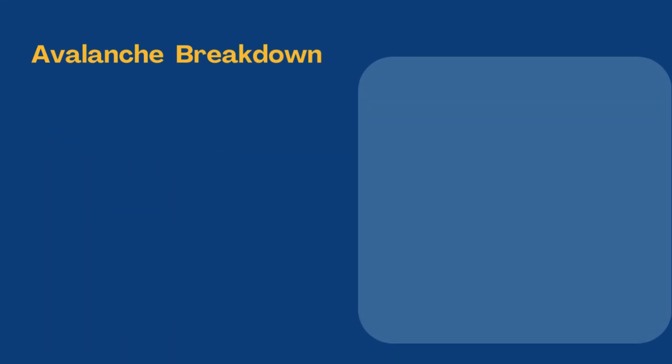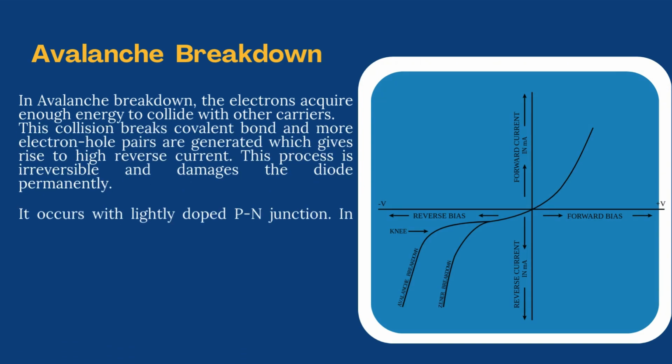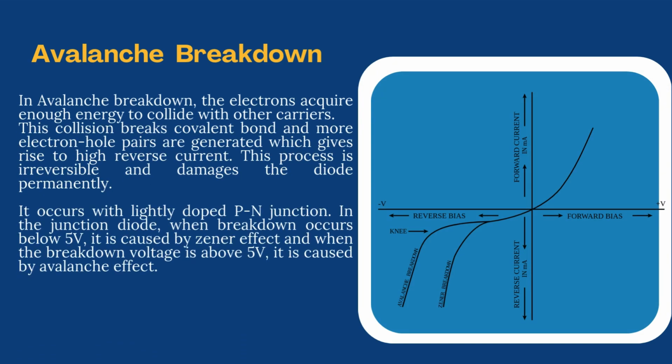Next, what is avalanche breakdown? In avalanche breakdown, the electrons acquire enough energy to collide with other carriers. This collision breaks covalent bonds and more electron-hole pairs are generated, which gives rise to high reverse current. This process is irreversible and damages the diode permanently. It occurs with a lightly doped PN junction.